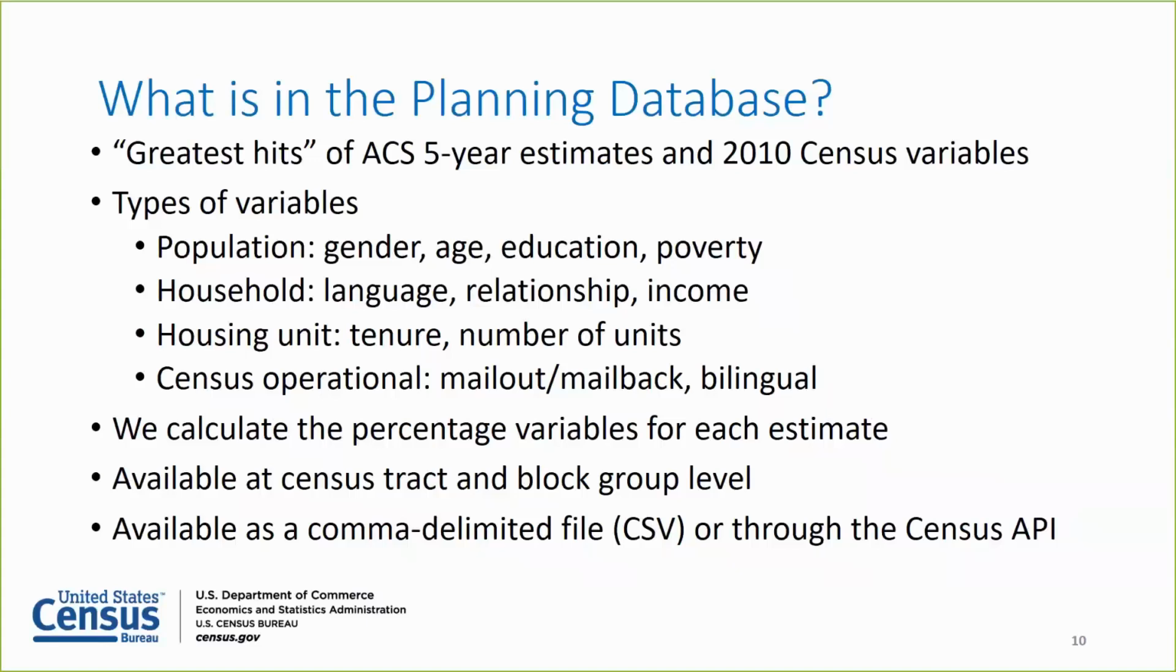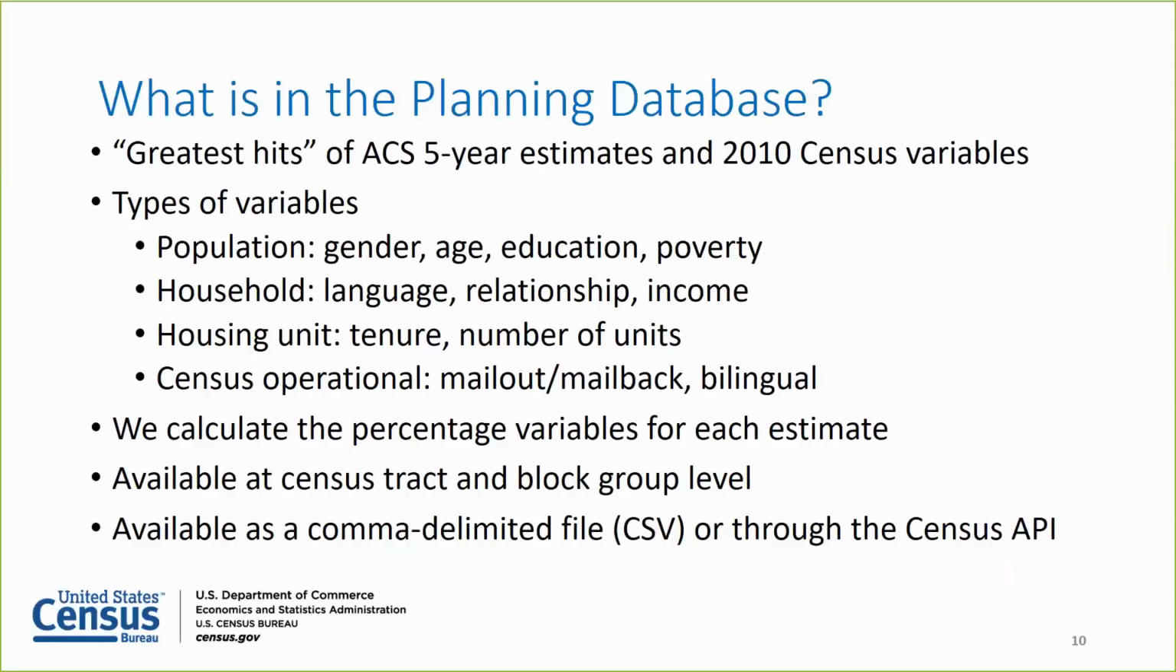For census operational variables on the file, we have if it was a mail-out, mail-back area, which means in 2010 we mailed a census form to them, and they were expected to mail it back. There are other areas where we canvass in person, and their characteristics tend to be different, so this information can be useful for survey practitioners. Also, if it was a bilingual tract, so in tracts where we predicted a high percentage of Spanish speakers, we would mail a bilingual census form.